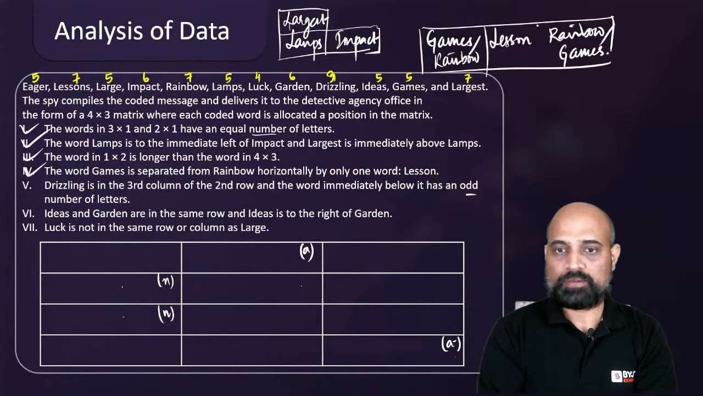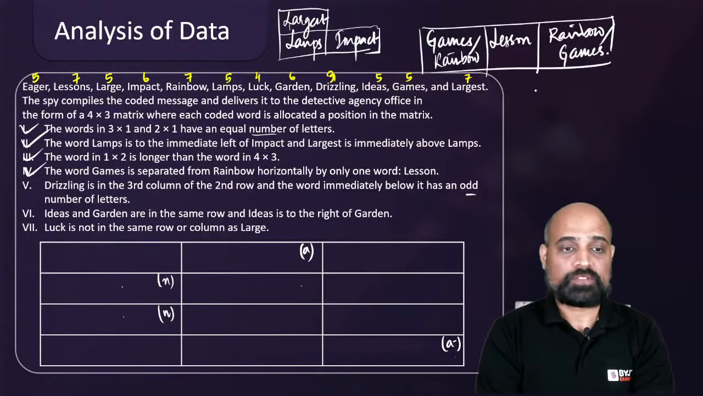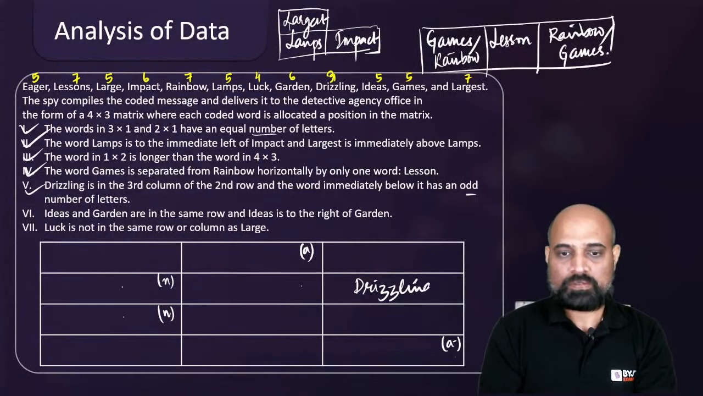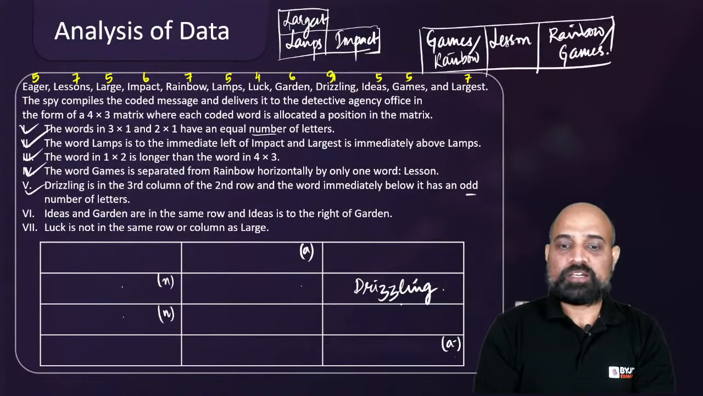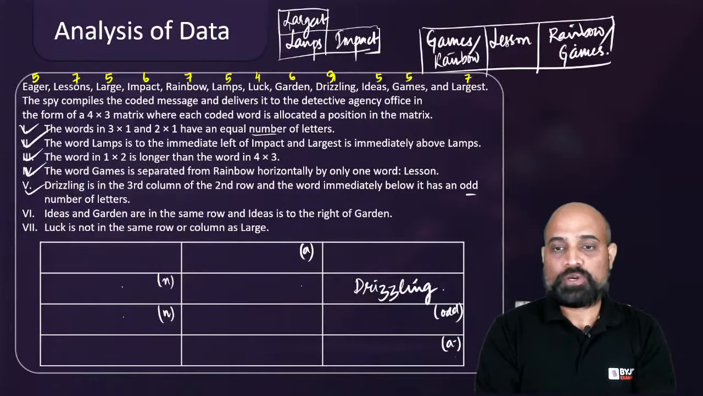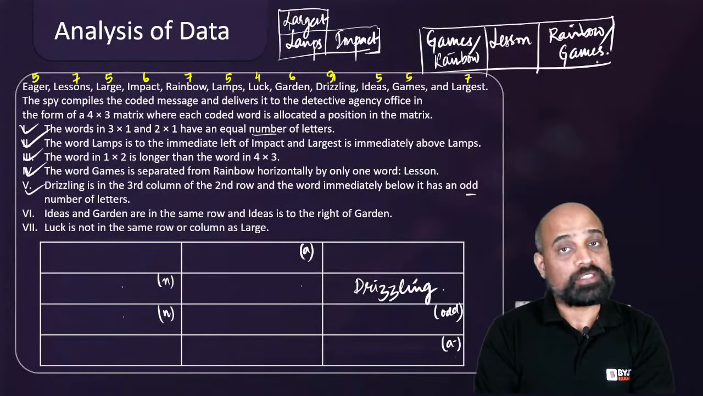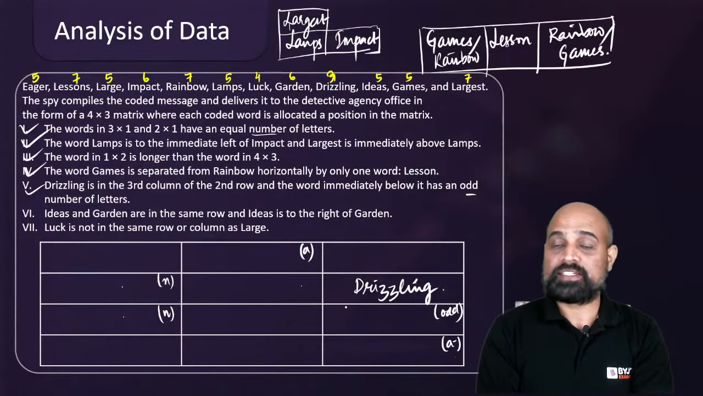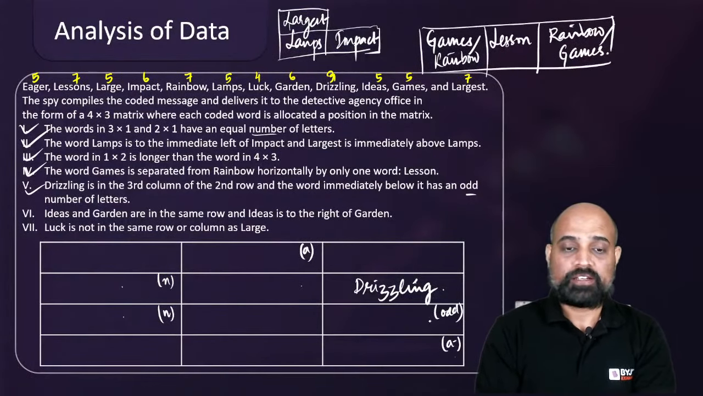We will copy paste it like this. There is nothing common in these, right? Next statement. Drizzling is in the third column of the second row. So this is where we will have drizzling. And the word immediately below has an odd number of letters. So it will have an odd number of letters. Okay? Now, if you look at rainbow, this has a 7-letter word and so does games. So it could be rainbow, lesson, games, or games, lesson, rainbow. It could be this, right? We are pretty sure that games, rainbow and lesson will not be here.